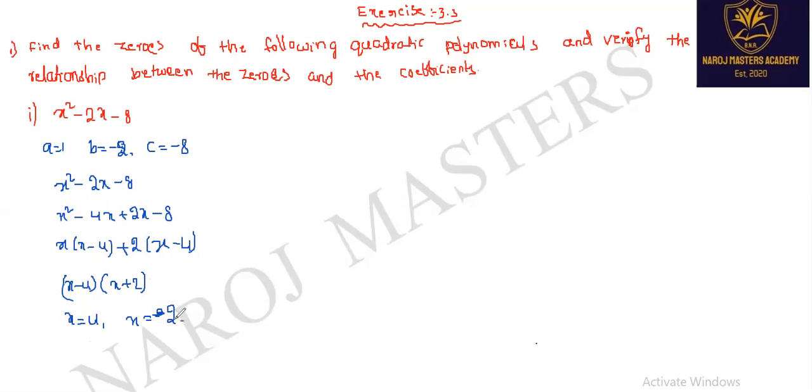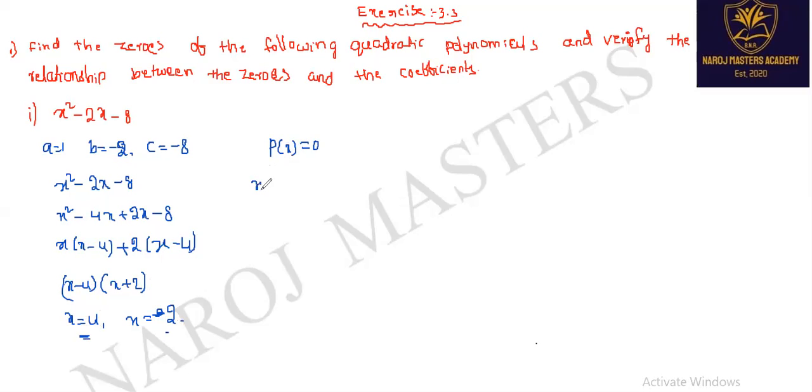Okay. Now for the zeros, p of x is equal to 0 here. Then only you will get x is equal to 4 and x is equal to minus 2. These are the zeros of the given polynomial. So p of x is equal to 0 for the zeros of the polynomial.